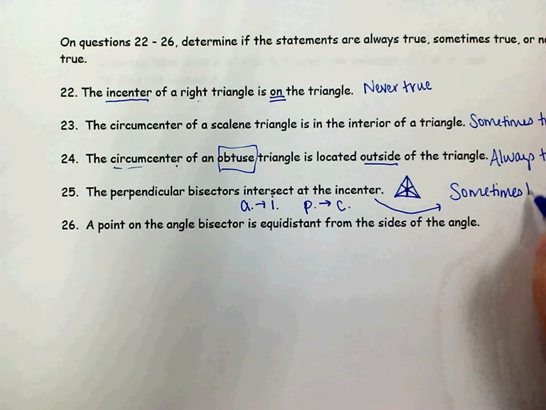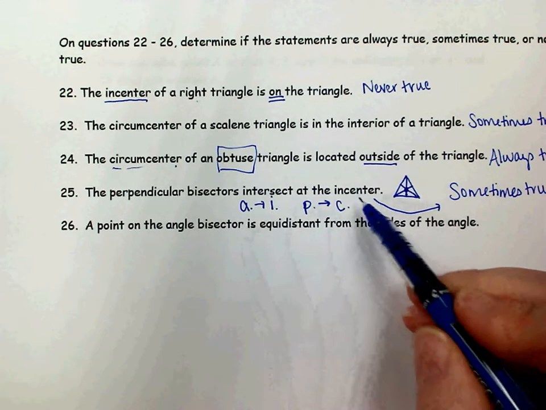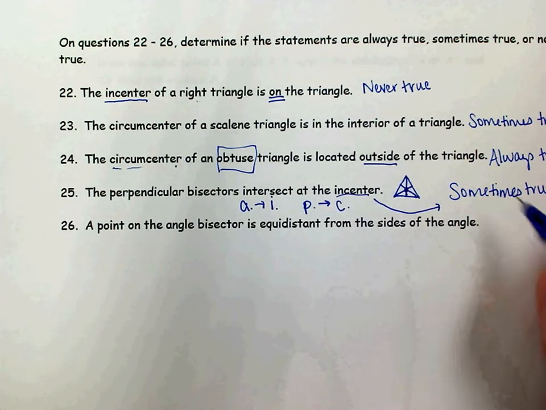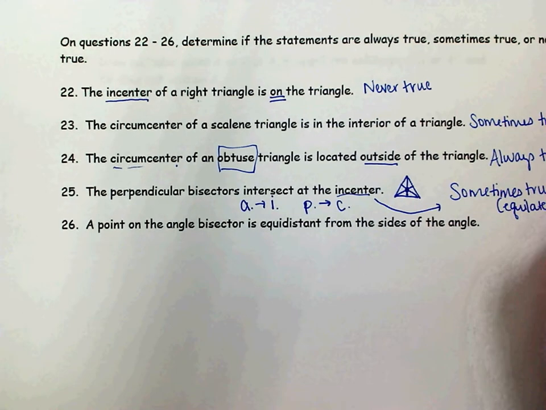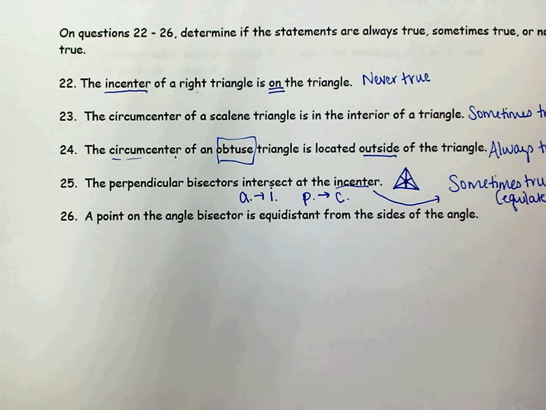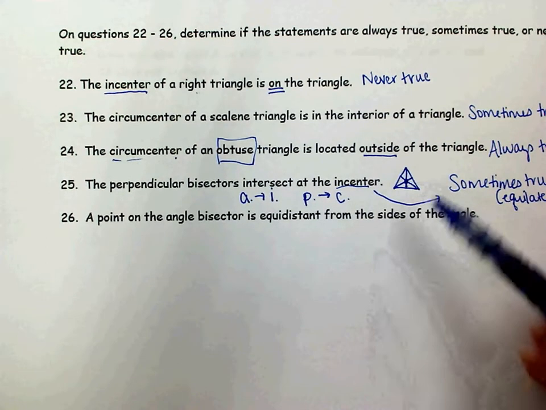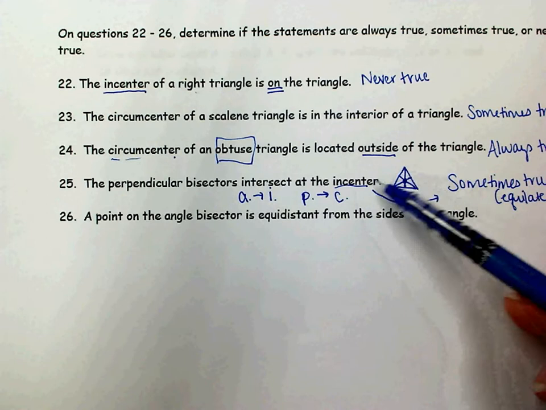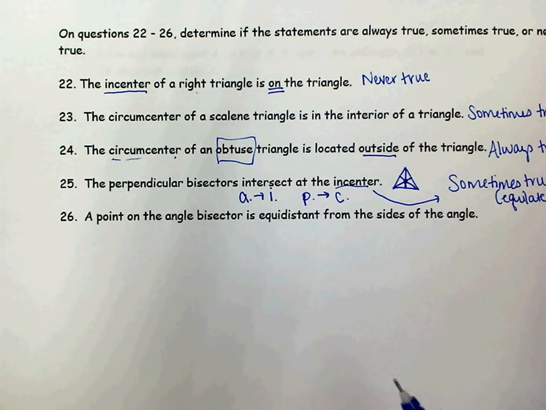The perpendicular bisectors will intersect at the incenter if you have an equilateral triangle only. All the other times it will not intersect at the incenter. It'll intersect at the circumcenter. And it's still intersecting at the circumcenter. It's just that the circumcenter and the incenter are the exact same point for an equilateral triangle.